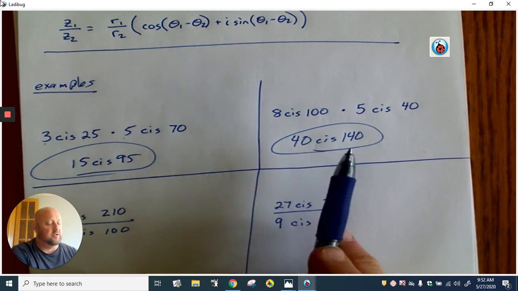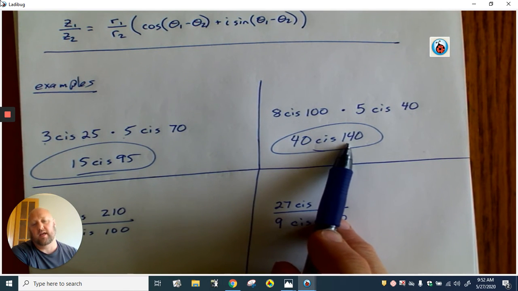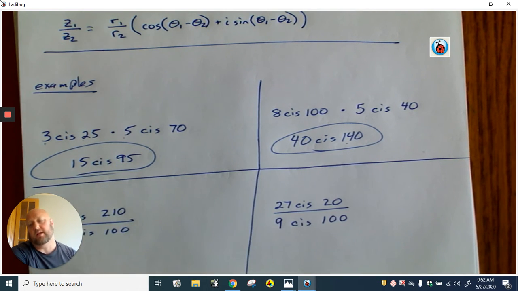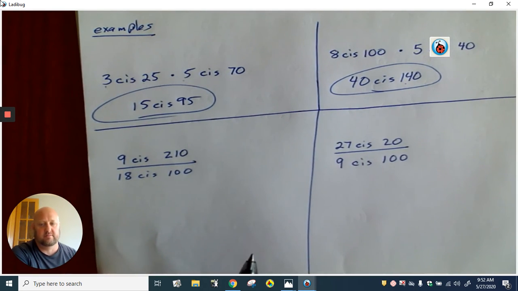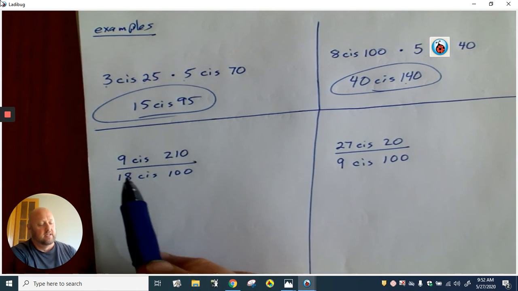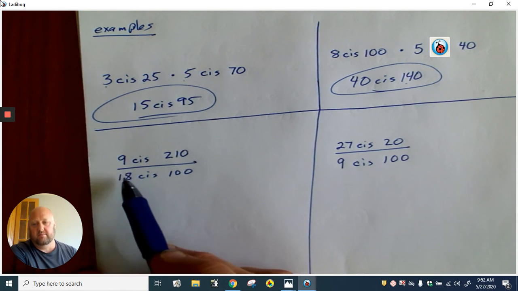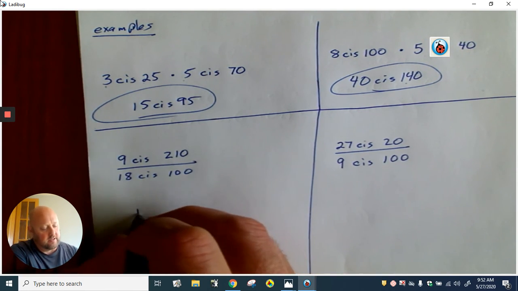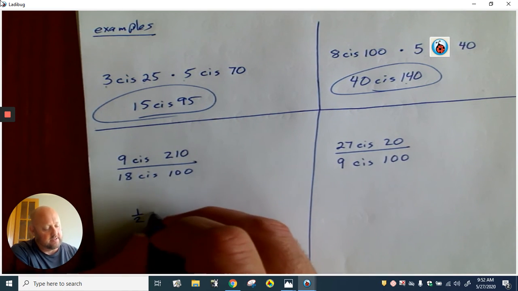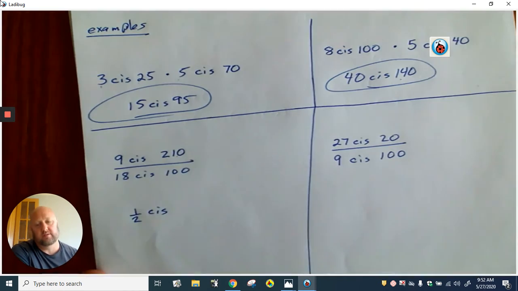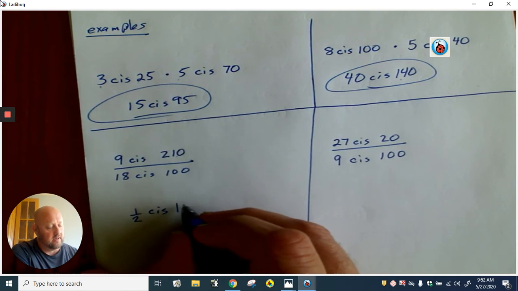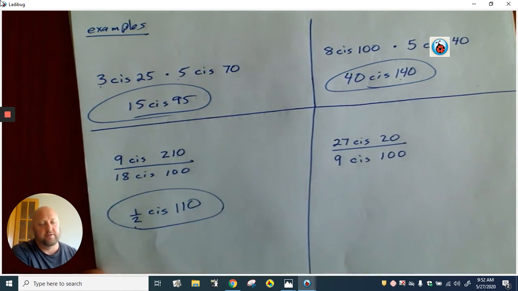The only thing you want to make sure you do is if you ever end up with an angle bigger than 360 or less than 0, you want to use coterminal angles, get it back to within 0 to 360. If you're dividing, again, you just divide the radiuses, so you end up with a half CIS, and all you do is subtract the angles, 110. You're done.